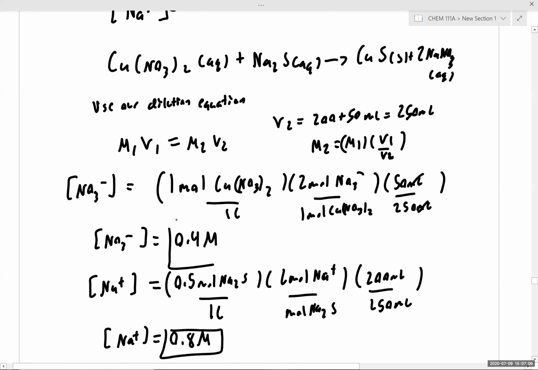So we don't even have to use necessarily an ice table or the excess reactant method, because these two ions are spectator ions. Does this idea make sense to everyone so far? Any questions on this example?